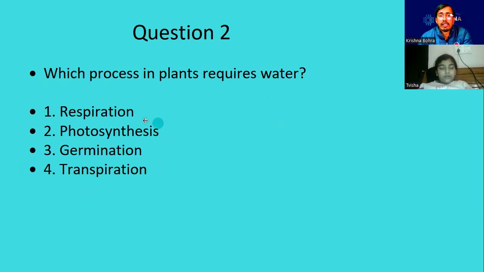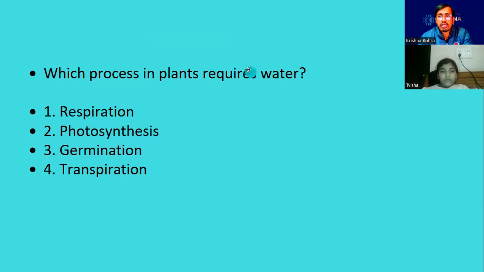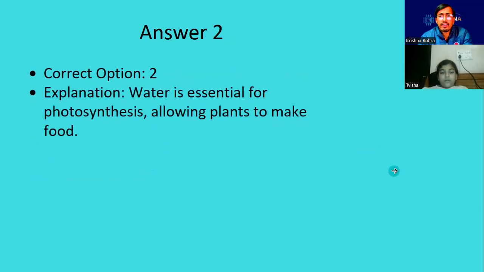Let's have a little glimpse over these other terms. Respiration is the formation of energy in the plant. Transpiration is the exhale of water from the leaf margin. It is the exit of the water. Germination is the upcoming of a new shoot from the seed. And we know what photosynthesis is. Let's move on to question number 3.